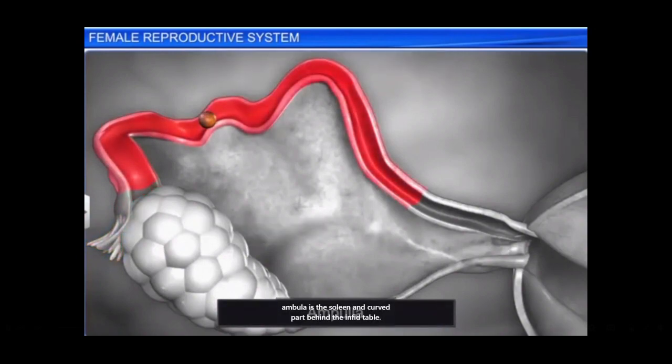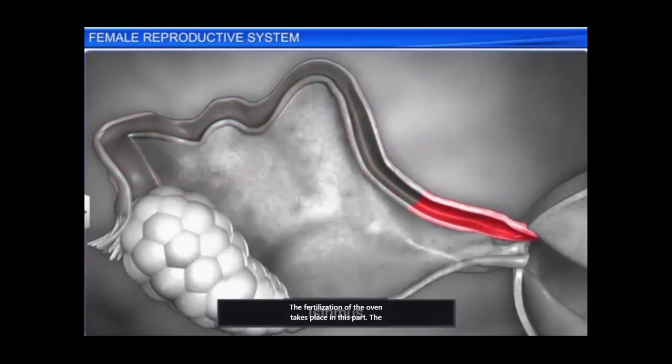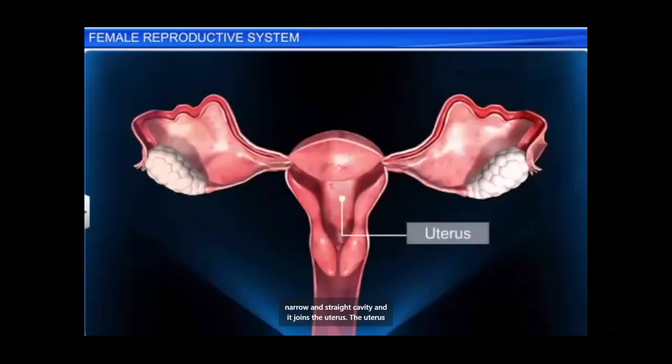The ampulla is the swollen and curved part behind the infundibulum. The fertilization of the ovum takes place in this part. The isthmus is the narrow and straight part, and it joins the uterus.